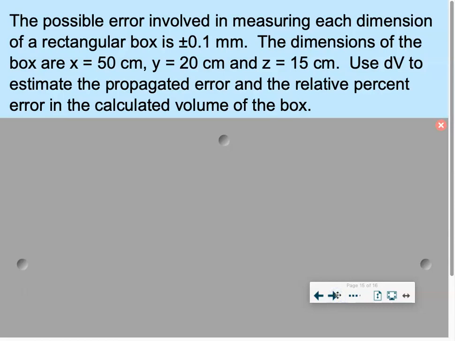Okay. Possible error in measuring a rectangular box is plus or minus 0.1 millimeters. The dimensions of the box are 50 by 20 by 15. Use dV to estimate the propagated error. We'll talk about relative percent error in a minute. Right now, just do the propagated error, the estimated propagated error for your box. And guys, just do the plus 0.1. You don't have to do the minus 0.1.